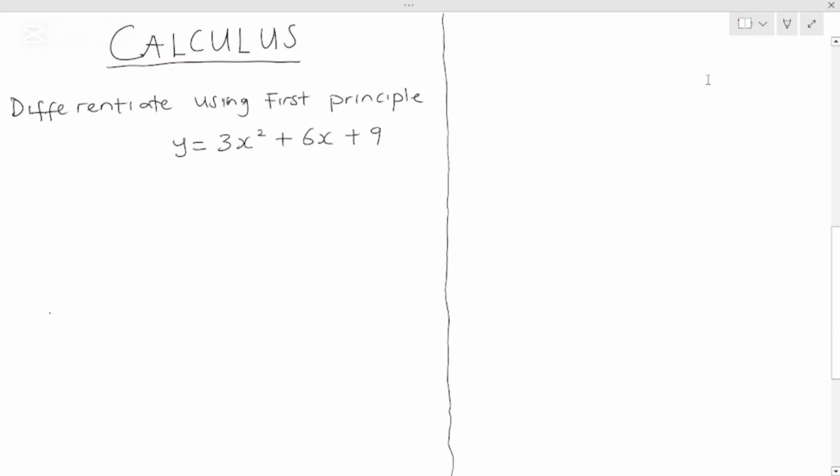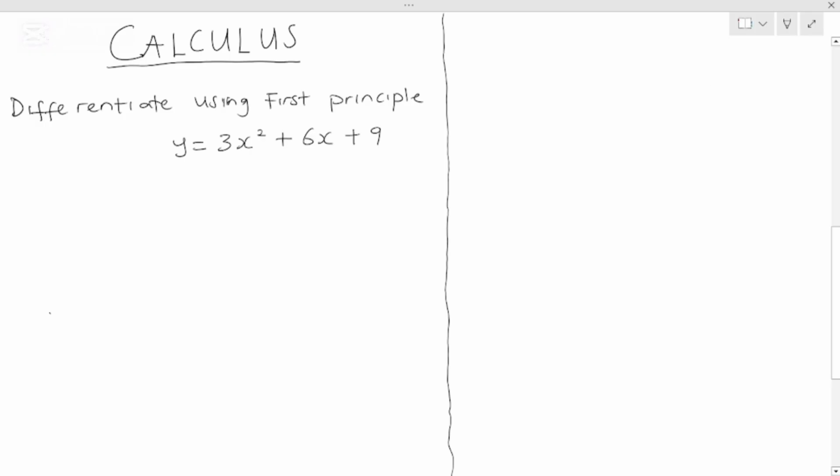Alright, so we want to solve this question. Differentiate using first principle. y is equal to 3x squared plus 6x plus 9. So applying increase to both y and x, it means that wherever you see y, you increase it by changing y, and wherever you see x, you increase it by changing x.